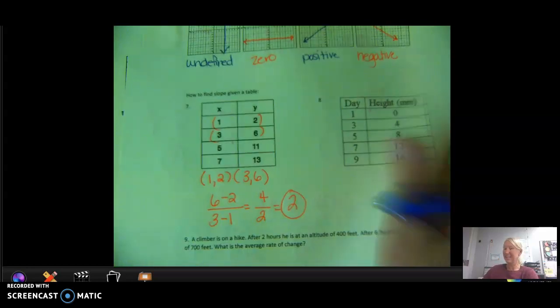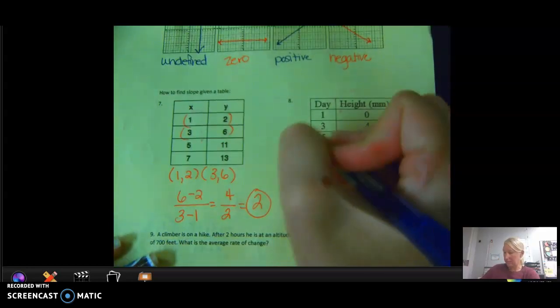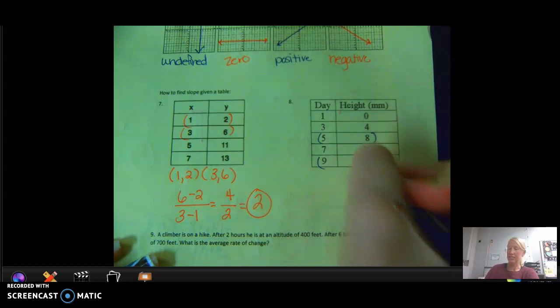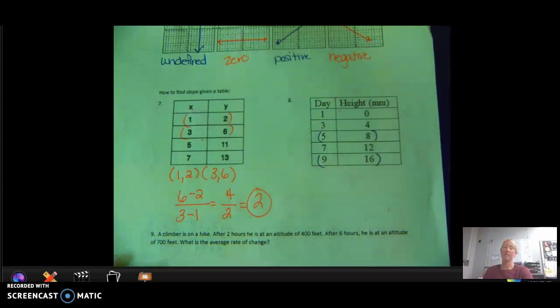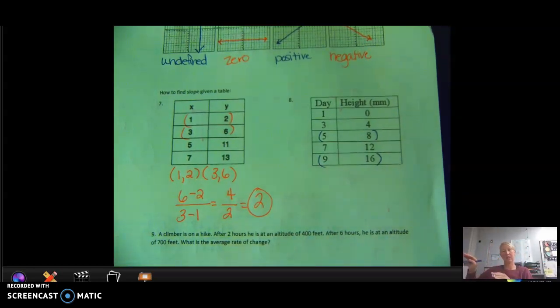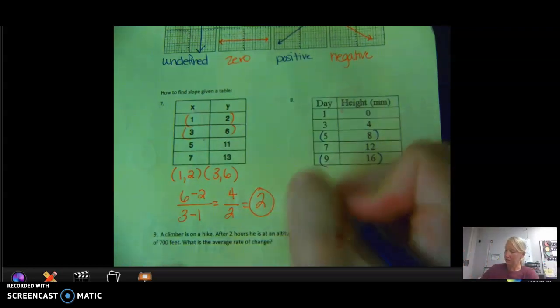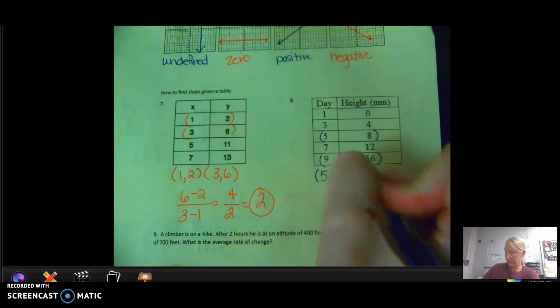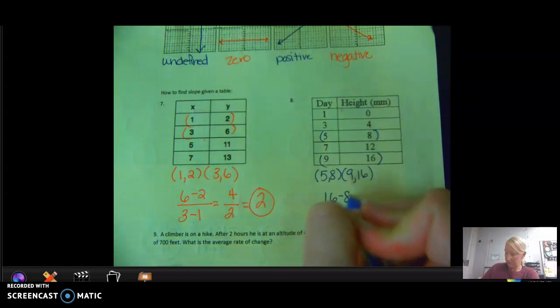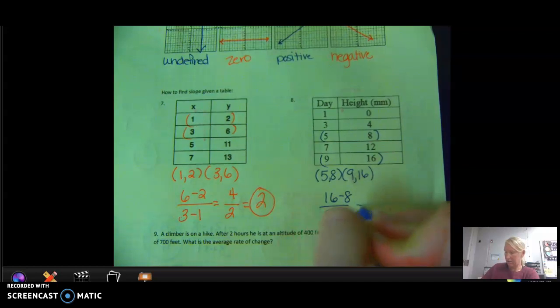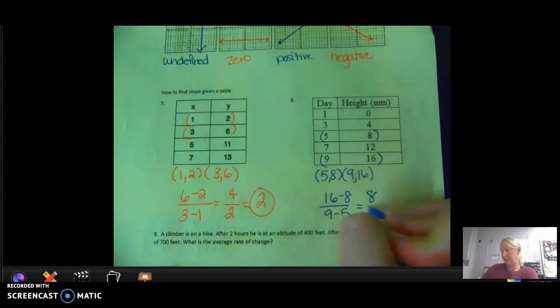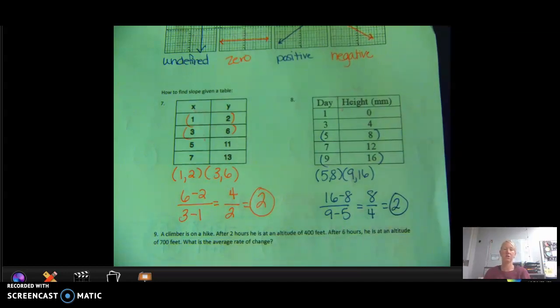Same thing here. It does not matter what two points you choose, guys. I could choose this 5 and 8, this 9 and 16. If it were a line, then it's going to have the same slope from any two points on that line. Okay? So here, (5, 8) and (9, 16). So y2 minus y1 over x2 minus x1. 16 minus 8 is 8. 9 minus 5 is 4. 8 divided by 4 is 2. So another slope of 2. Those are positive slopes, so they're going to be going up from left to right.